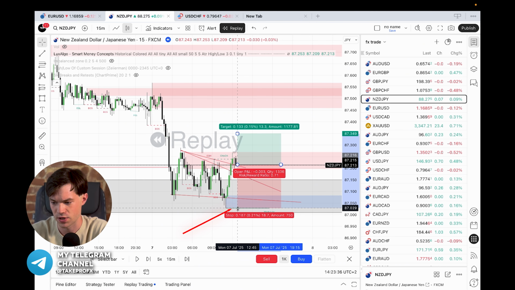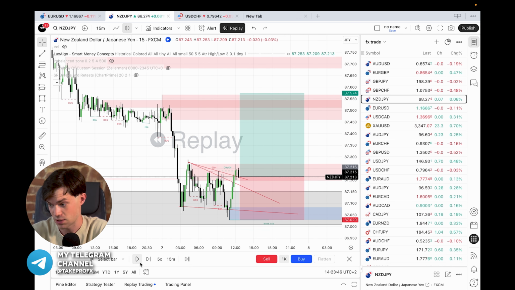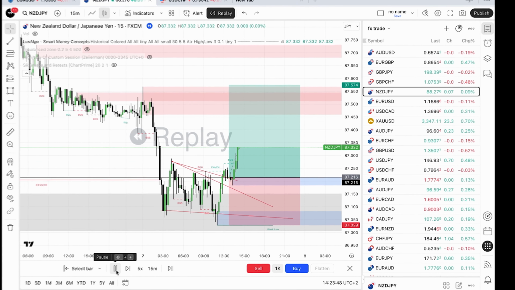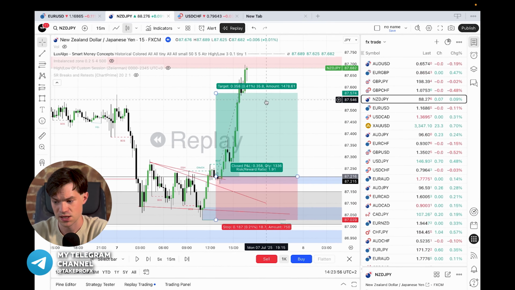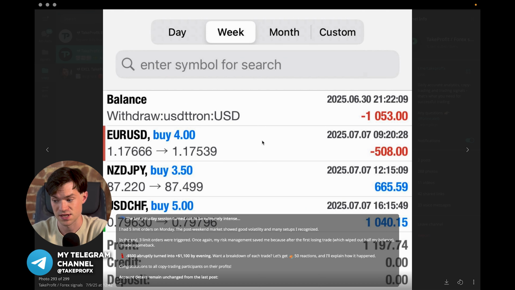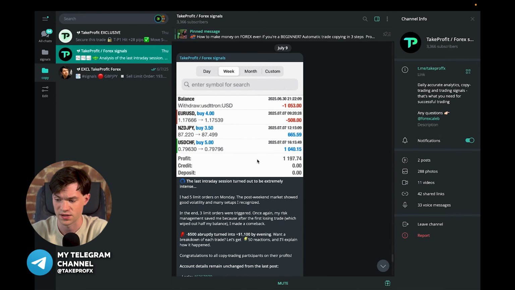I would put a stop here and take on an update of this local minimum. So let's see what happened with this trade. Literally in a few minutes we get a take and I make 665 on this trade. So my balance is back over the 1000 mark.